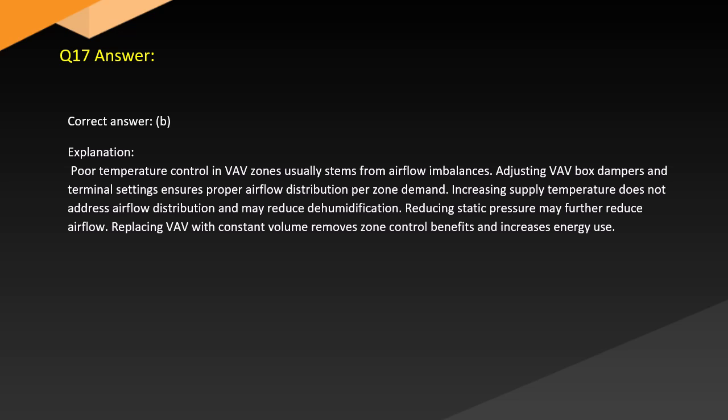Answer. Correct answer. B. Explanation. Poor temperature control in VAV zones usually stems from airflow imbalances. Adjusting VAV box dampers and terminal settings ensures proper airflow distribution per zone demand. Increasing supply temperature does not address airflow distribution and may reduce dehumidification. Reducing static pressure may further reduce airflow. Replacing VAV with constant volume removes zone control benefits and increases energy use.